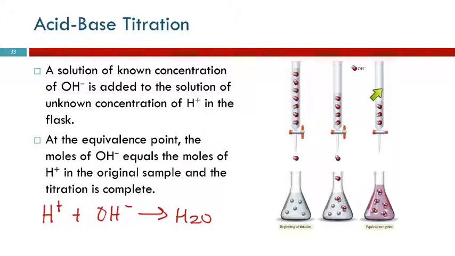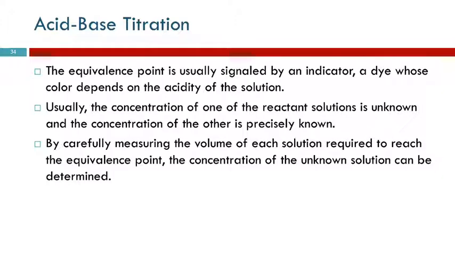So we're adding hydroxide to completely react with all the hydrogen ions in the solution. The equivalence point is where you have a stoichiometric amount of reactants, so everything's matching up just perfectly. We actually can't get exactly the equivalence point. We get what's called the end point, which is when the color change occurs. But if you do it carefully, they're going to be very, very close.